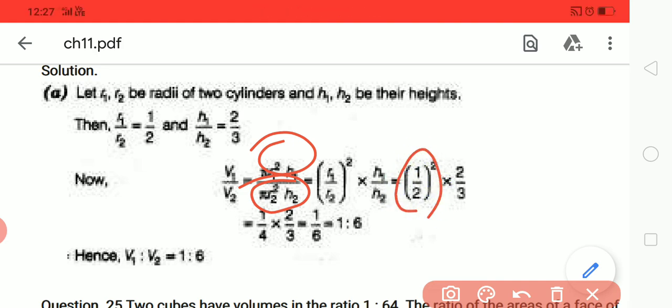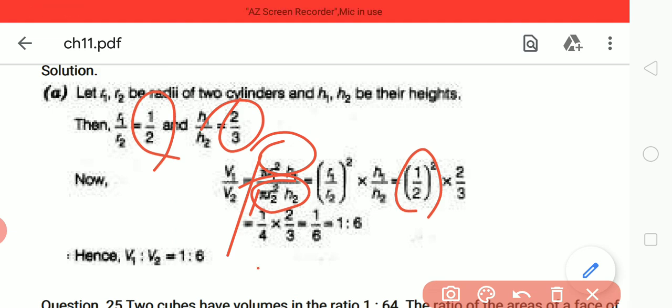You can put the values here: pi cuts with pi. R1 by R2 is 1/2, so it is 1/2 square. H1 by H2 is 2/3, so it becomes 1/4 into 2/3. You can cut, 2 twos are 4, so it is 1:6, that is option A.